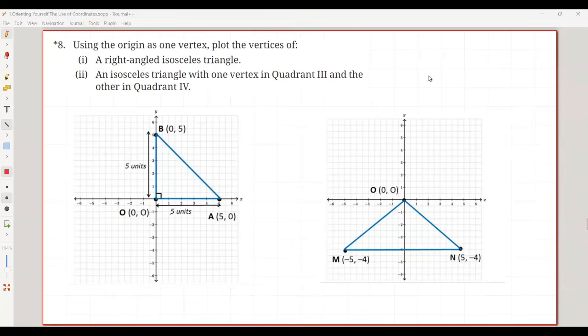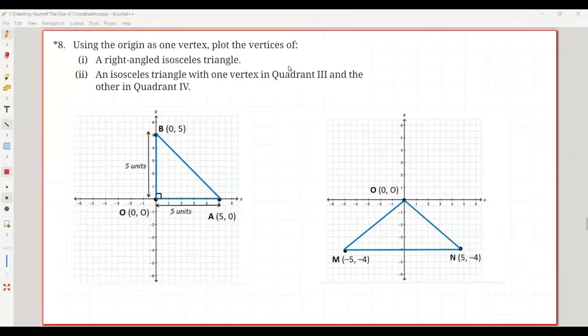Let's start today's session with orienting yourself, the uses of coordinates. So once again, I'm just repeating the star questions, higher order questions. In this type of questions, you have to understand the concept. They may not ask in the exam point of view, but you have to understand and it will be helpful for the next year.